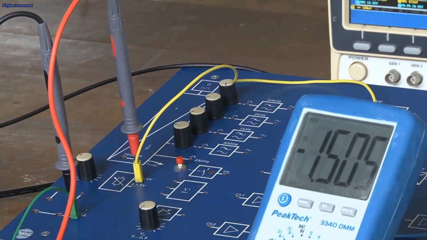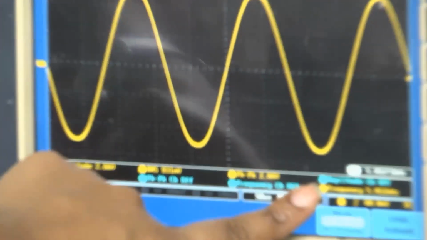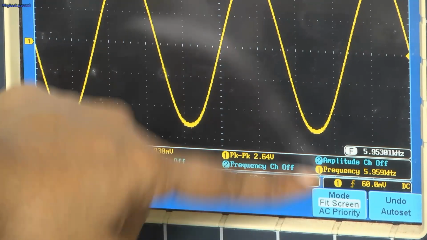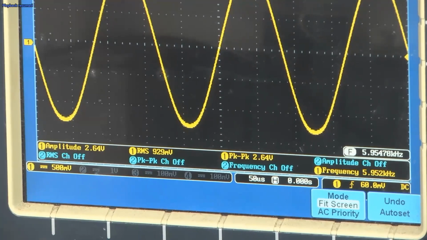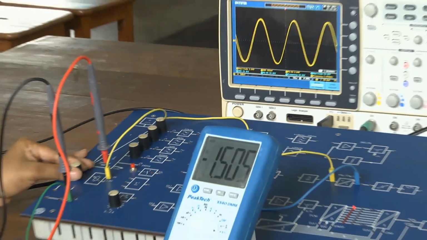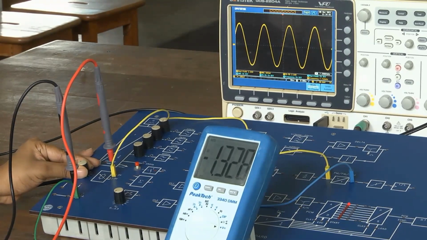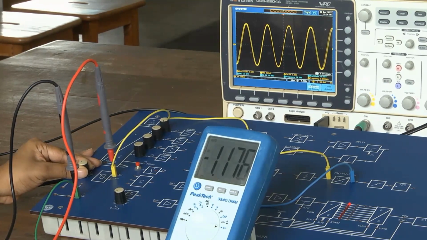So this is the output waveform, and you can read the frequency from the oscilloscope. You have to note down these frequency values. Then for the next one, we have to make the voltage minus 1. You can see that when we are increasing the voltage, the frequency is increasing.